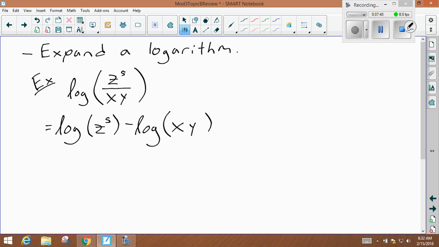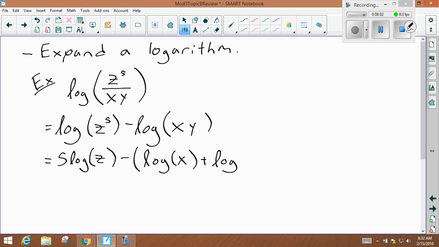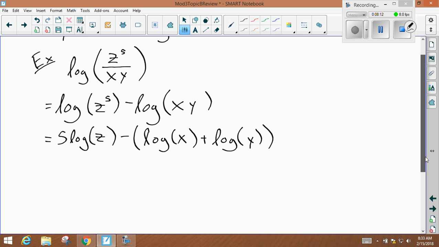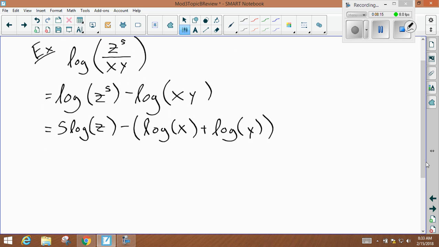Okay. And now, I'm going to pull the 5 out. And I'm going to write this minus sign out in front so that we don't forget. That negative sign distributes. So then my last step is going to be.